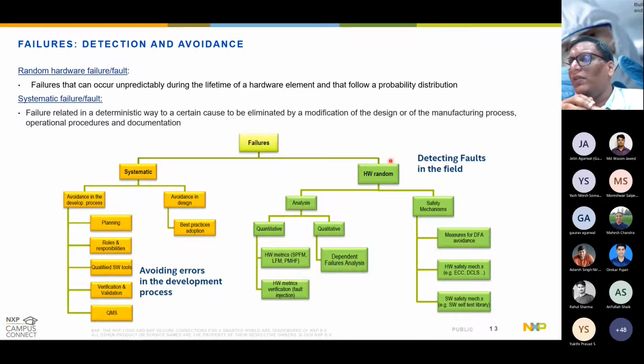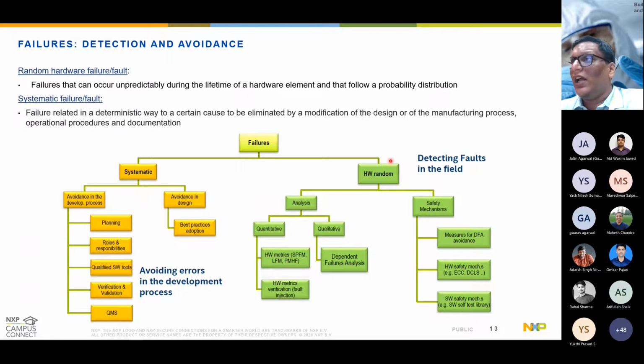What we do is we put in certain safety mechanisms on the chip to detect malfunction of any of the modules. For example, you could have a core or a processor, then you might want to put a watchdog for monitoring whether the processor is working correctly or not. So a watchdog is a kind of safety mechanism.